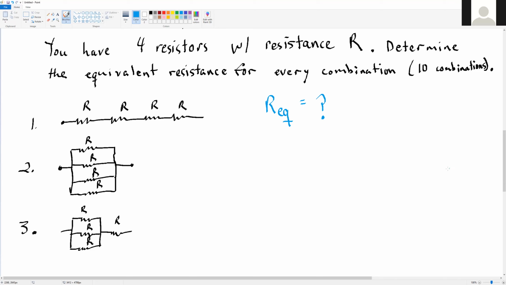Yes, so we need to find the rest of the 7 combinations. Yes. Okay. And then find their equivalent resistance. Okay, got it. Thank you. Okay. Just to be 100% clear here, what is the equivalent resistance of the combinations which are here already, or at least the first 2? Well, this one is going to be 4R, right? And then this one is going to be R over 4.